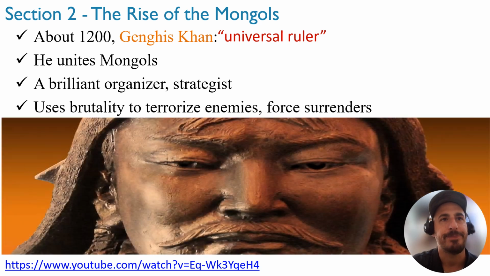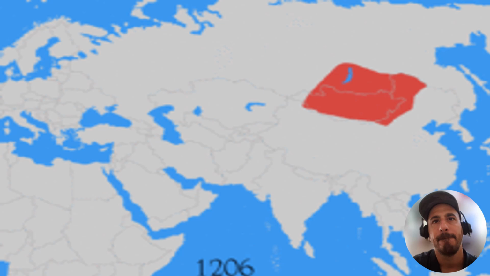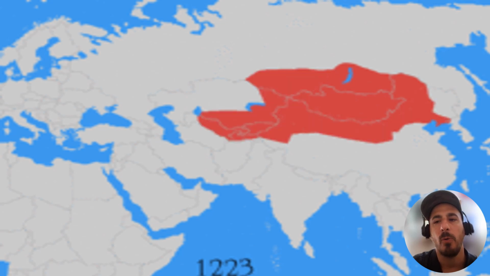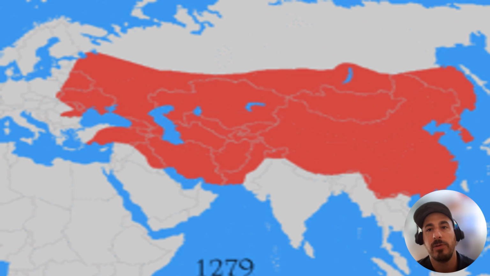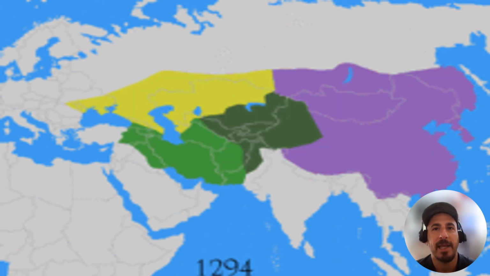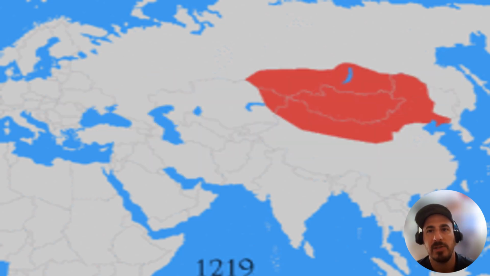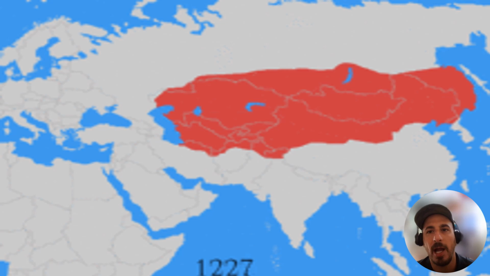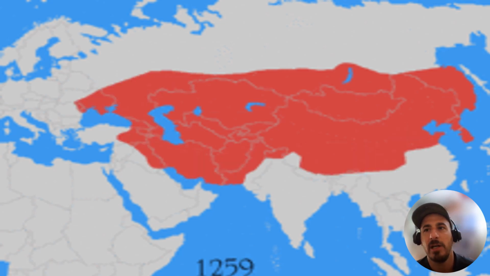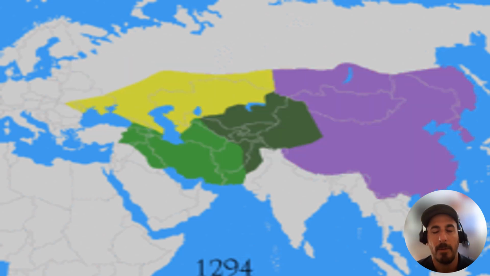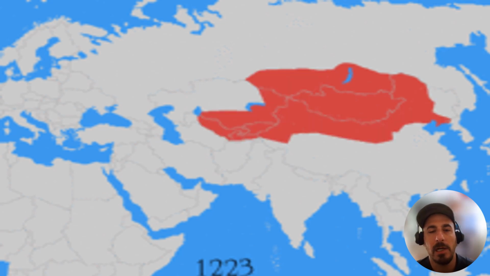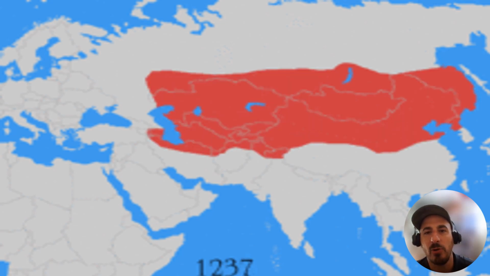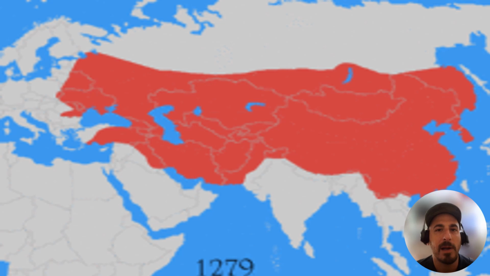Here's a quick picture, just to show you how quickly the Mongols cut through the world. I mean, look at this. Like, in very short order, the Mongols take over. They start taking over large parts of China. They spread into other parts of Asia to the east, and they go into southern parts of Europe, and they go into Eastern Europe, and they're everywhere, and they're hard to beat.